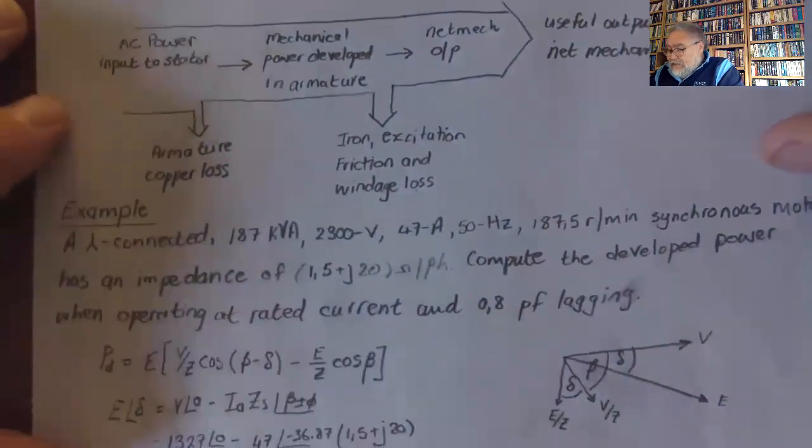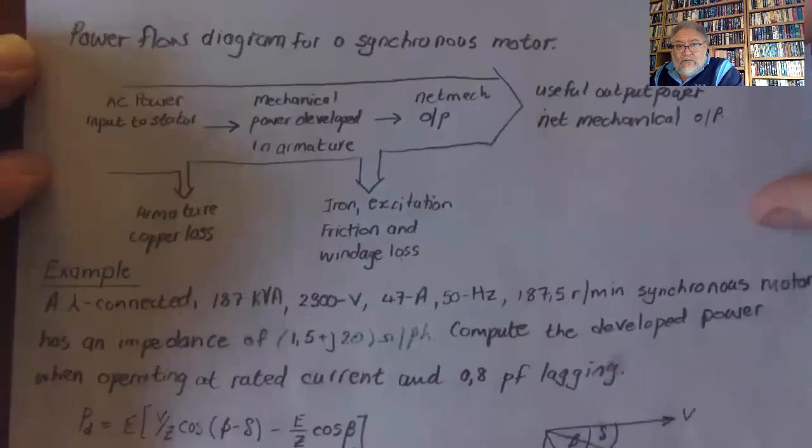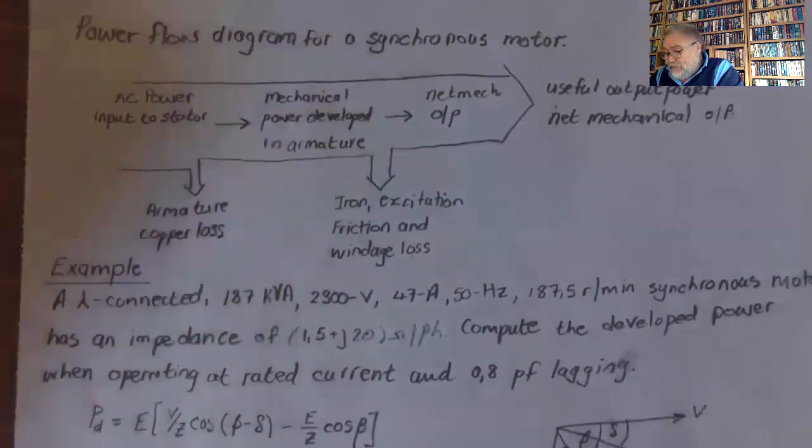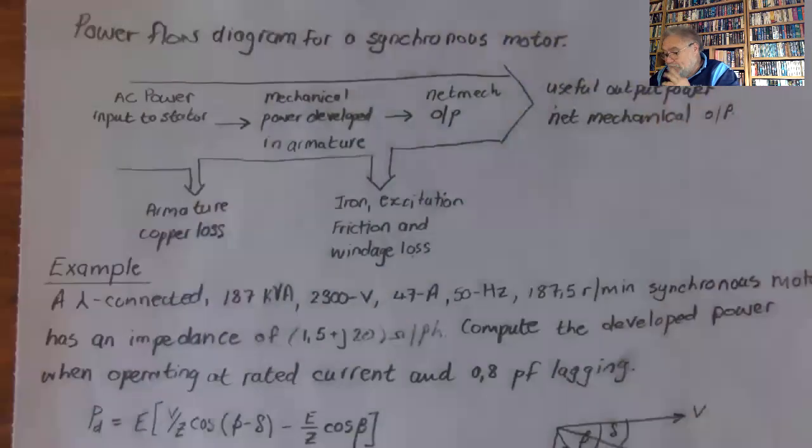Now let's look at a power flow diagram for a synchronous motor. We've got the AC power input to the stator, then we've got the armature copper loss. Then we are left with the mechanical power developed in the armature. We get the losses, iron, excitation, friction, and windage loss, and that gives us a net output, or the useful output power.